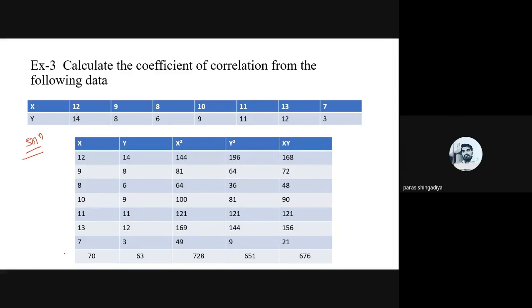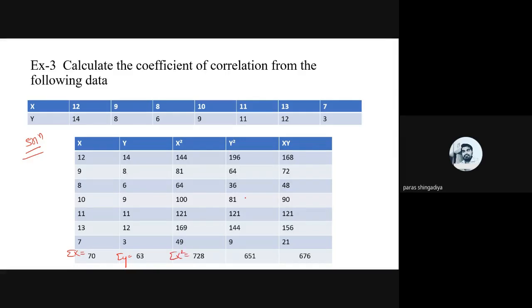Just verify this total by using your calculator. 12 plus 9 plus 8, 10 plus 11 plus 13 plus 7 is equal to 70. Then check the total of y. 14 plus 8 plus 6, 9, 11, 12, 3. So the total of y is equal to 63. Total of x square: 144 plus 81 plus 64 plus 100, 121, 169, 49. So sigma x square is equal to 728.